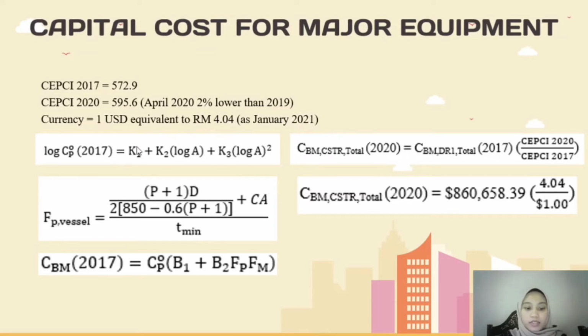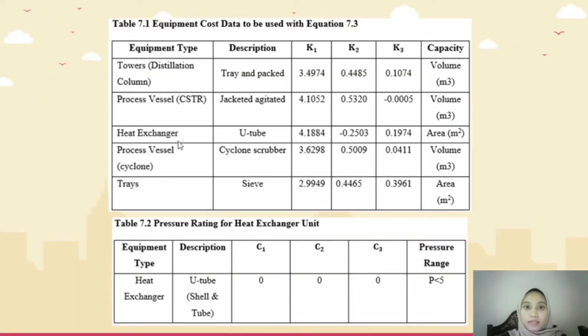The first equation is used to calculate the purchase cost of the equipment at base condition. The second equation is used to calculate the pressure factor for process vessel. Next equation is used to determine bare module cost of the equipment. And this equation is used to calculate the total bare module cost in year 2020. And then this equation is used to convert the bare module cost in 2020 into ringgit Malaysia. Next, this table shows the equipment cost data to be used with the equations mentioned earlier.